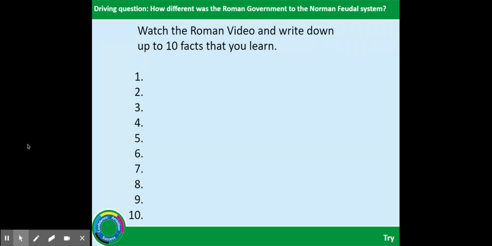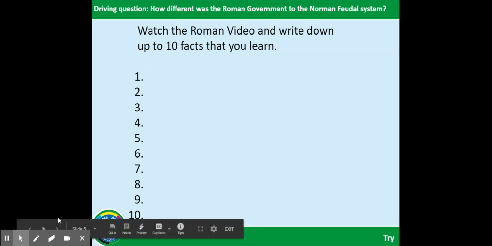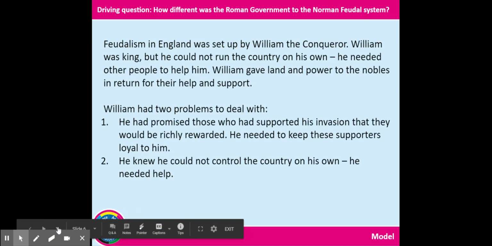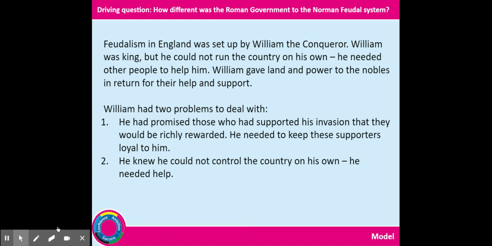Brilliant stuff. Now we move on to the Normans and see how they compare. The Normans had a system called the Feudal System, with William the King at the top. The feudal system can be thought of as similar to people in a school. Different groups of people have different roles and responsibilities. The higher up the system, the fewer the people.